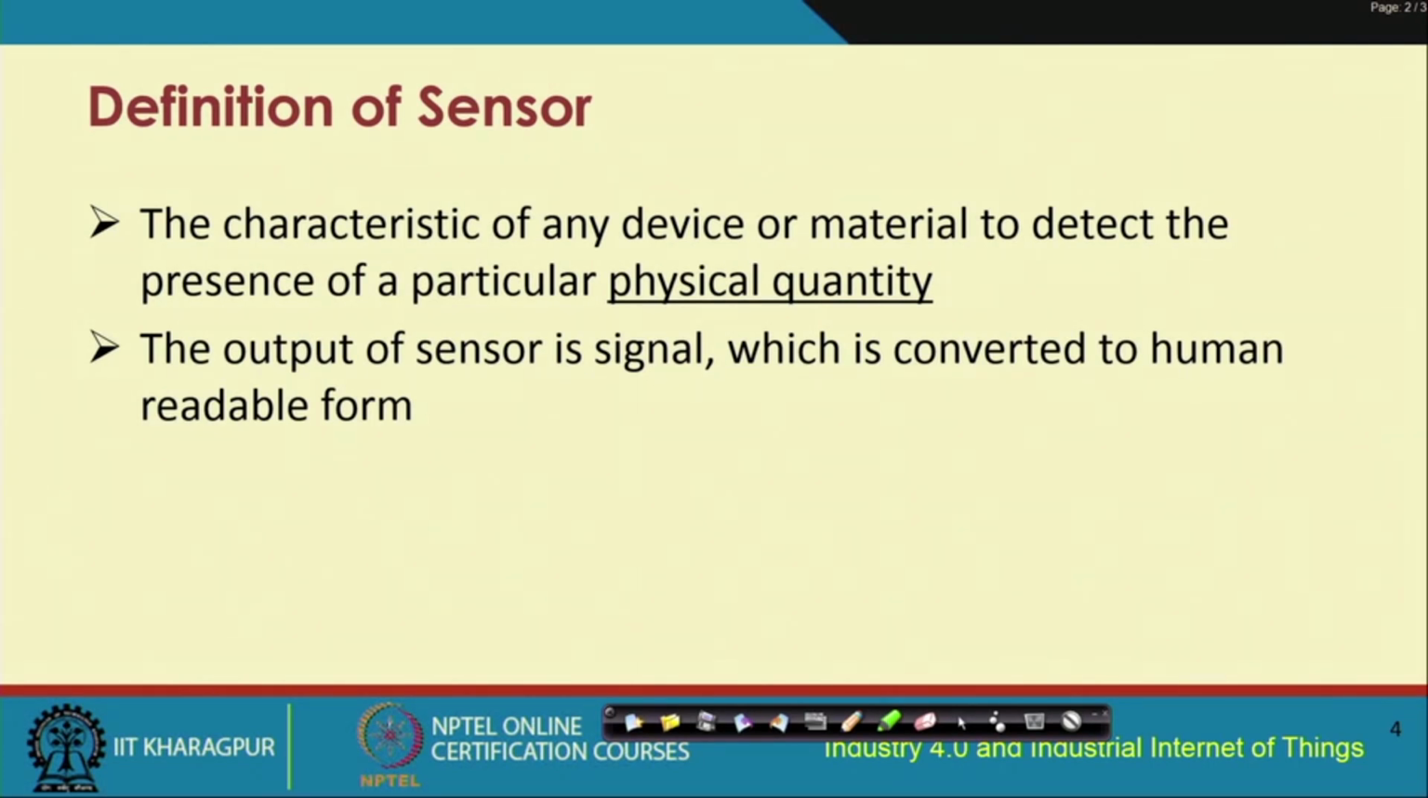So, it is basically the characteristic of a device or material to detect the presence of a particular physical quantity, and in this particular example that I have given you, this physical quantity is temperature. So, detecting the change in the temperature is what a temperature sensor would do. The output of this sensor is a signal which is converted to some human readable form, and these human readable forms can be different forms: changes in the current characteristics, changes in the voltage characteristics, changes in the resistance, changes in the capacitance, changes in the impedance. So, these changes are understandable by humans. This is the human understandable or readable form that is referred to over here.